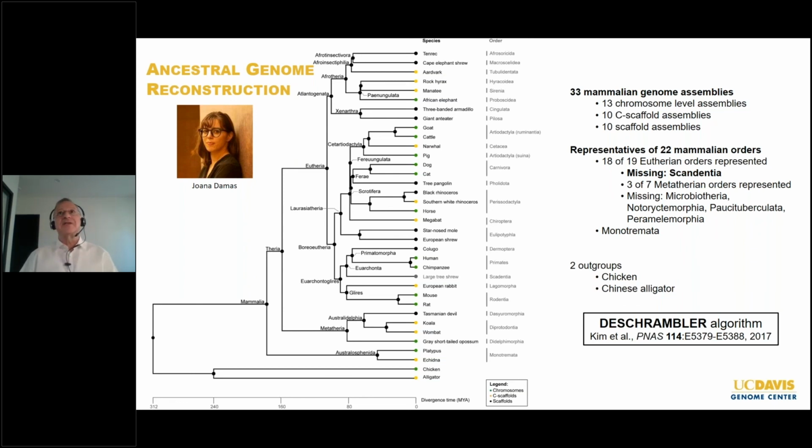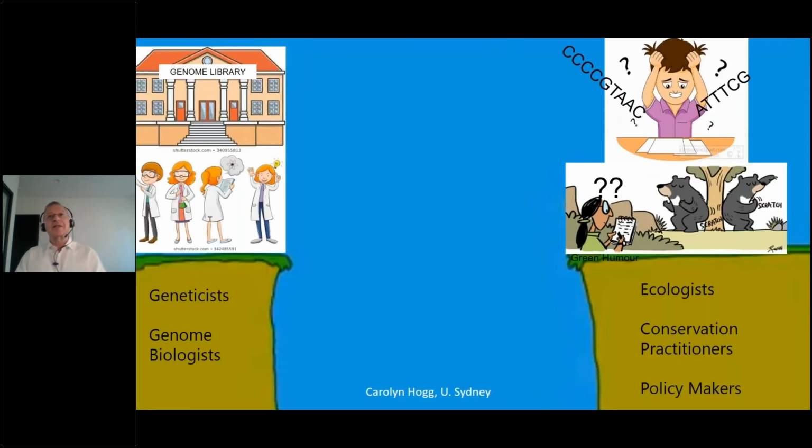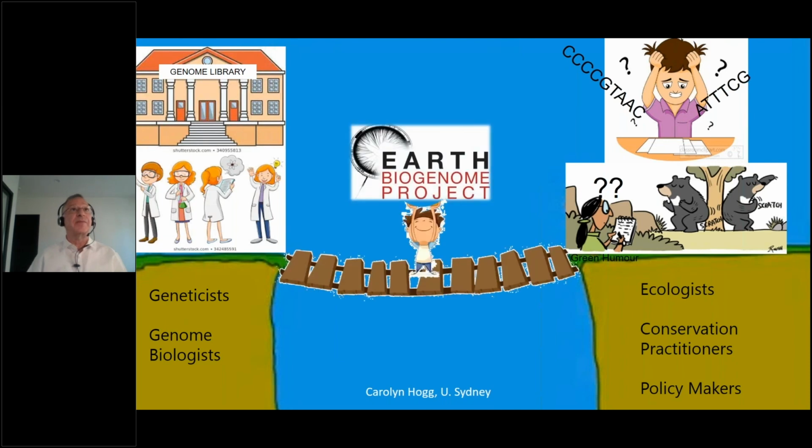Okay, so to wrap it up, I'd close by returning to Carolyn's conceptual slide, which I think is useful. We are now acquiring genomes for endangered species at an extraordinary rate. The EBP and its affiliated projects can serve an important role in bridging the gap between genome scientists and conservation scientists and policymakers to give them better tools for decision making.